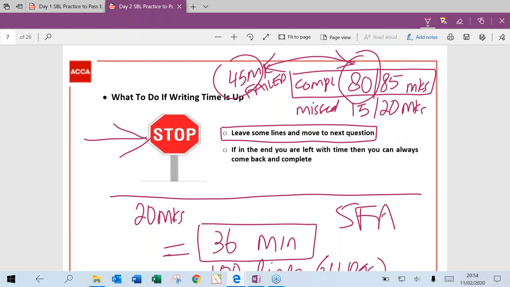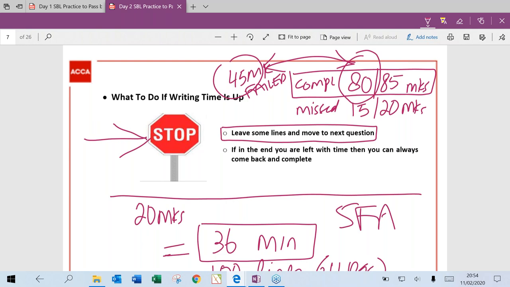And she passed. She got like 56 marks. And others who did all the questions completely, but they overran and in the last they missed 20 marks. None of them passed. They ended up with 45.